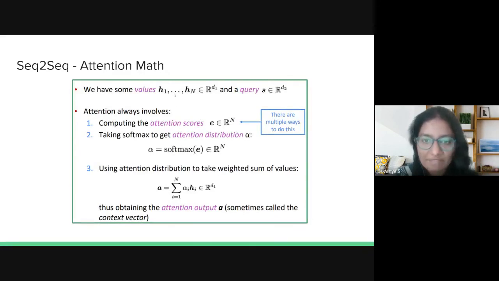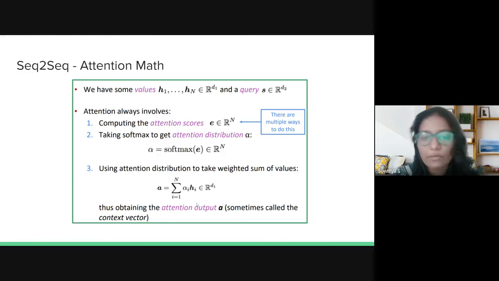So we have some values and a query S, and we can compute the attention score. We can send it into softmax to get a probability distribution, since whenever you use softmax, you'll get a probability distribution. And then you get the final attention output, which is going to be the product of the softmax and the input.